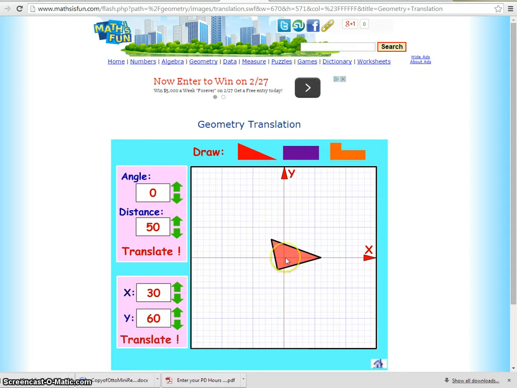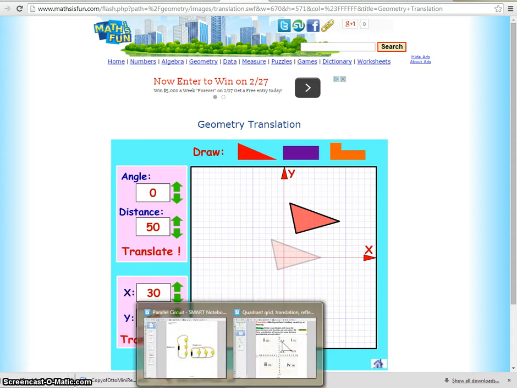Will it rotate? Will it flip? Will it resize and become bigger or smaller? None of the above or all of the above? Here we go. What's happening to the triangle? Did it rotate? No. Did it flip? No. Did it get bigger or smaller and resize? No. It didn't do anything except move.